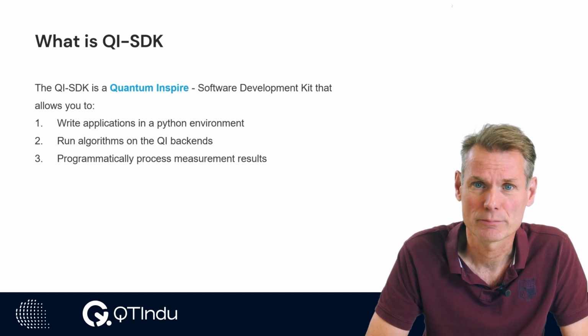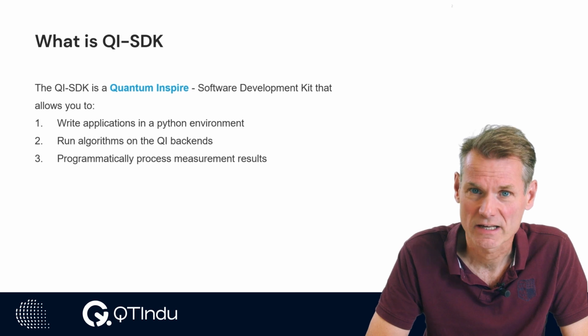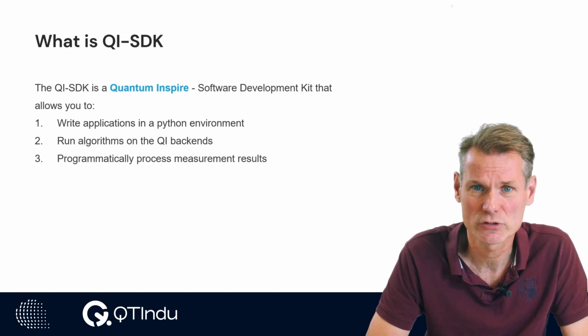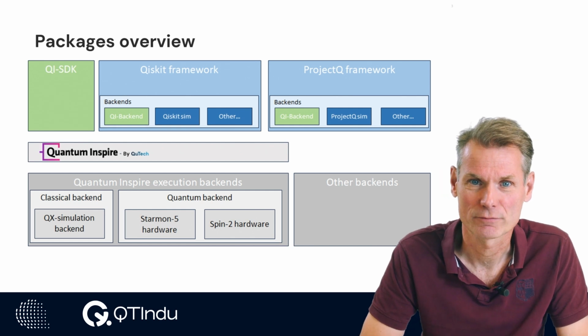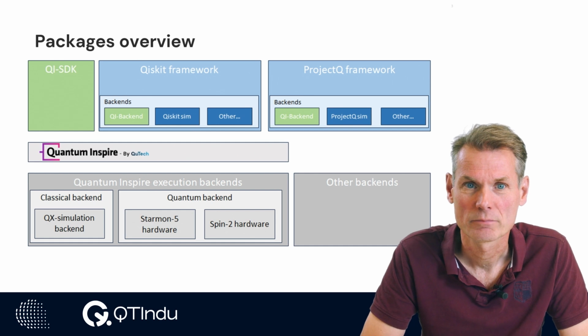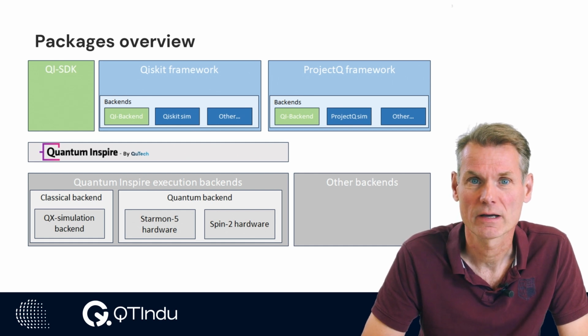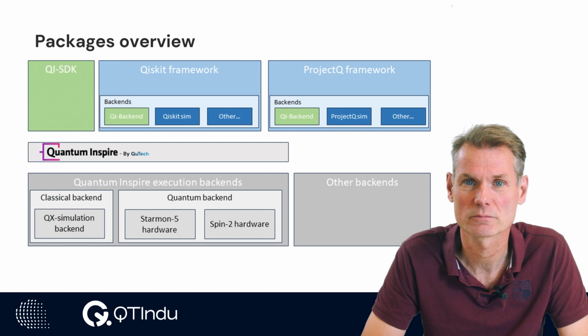All you need is a Python development environment including an editor. After installing QI SDK, you are ready to go. First, let's take a look at the packages QI SDK uses and how they work together. The Quantum Inspire SDK consists of a Python interface to the Quantum Inspire platform. Optionally, a backend for the Project Q framework and a backend for the Qiskit framework can be added. Project Q and Qiskit are quantum computing frameworks that can be used to build quantum algorithms.